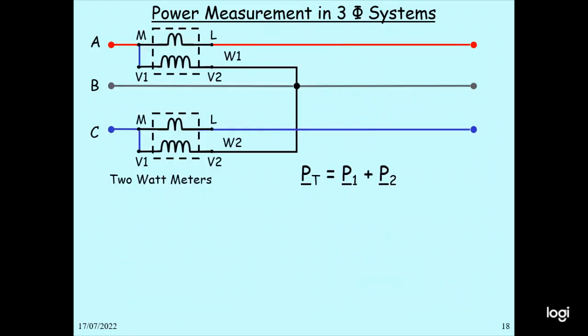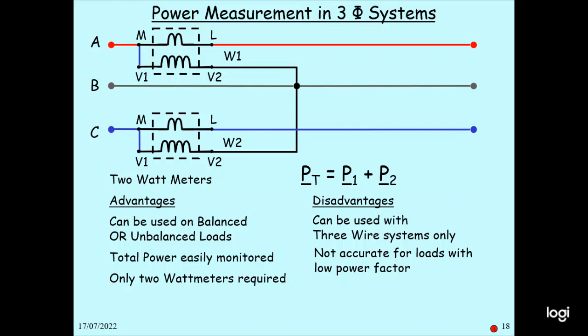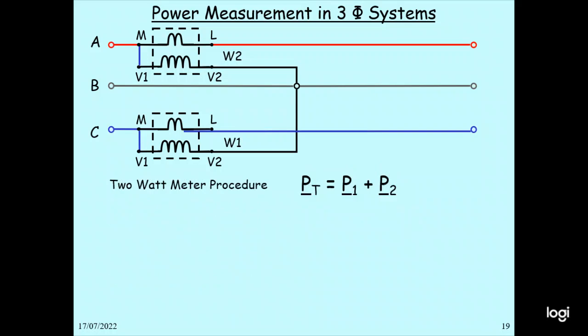And there is the 2 wattmeter method. We connect the 2 wattmeters like this, and P total will be P1 plus P2. The advantage is that it can be used on balanced or unbalanced load, the power is easily monitored, and only 2 wattmeters are required. The disadvantage is that it can be used with the 3-wire system only, and it is not accurate for loads with a low power factor. So this is the 2 wattmeter procedure.